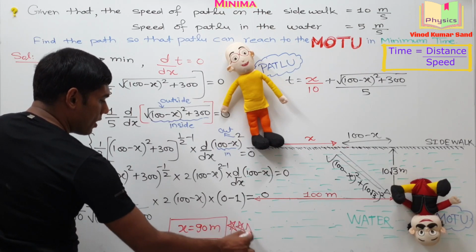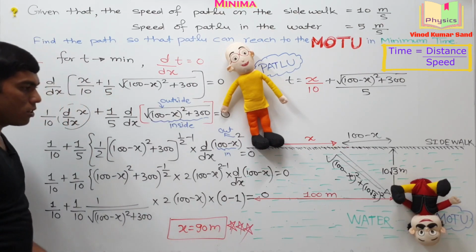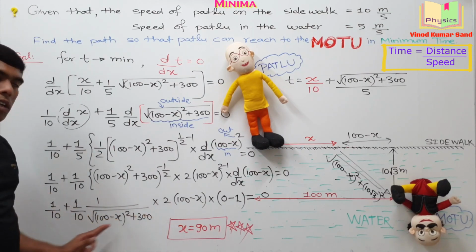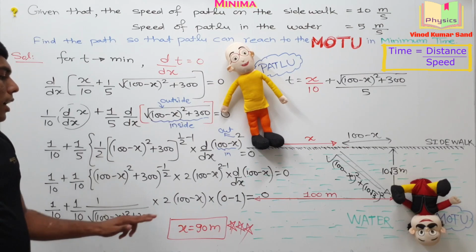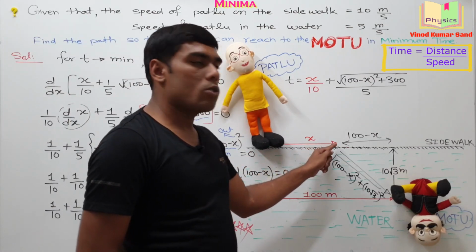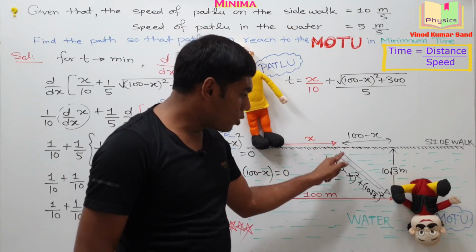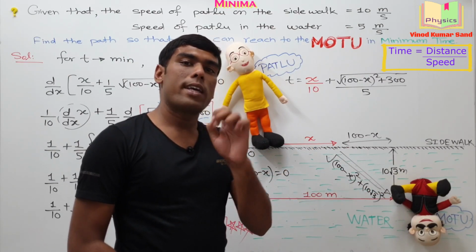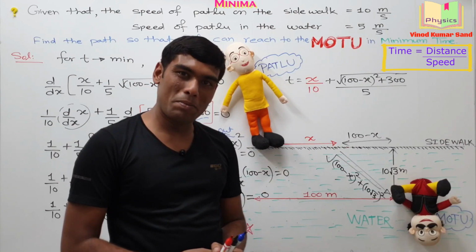This is a pretty interesting answer. I have a shortage of space on the board, so I recommend you to do this remaining calculation. So what Patlu should do, he should run 90 meters on the sidewalk and then he should swim directly towards the Motu. In that way he can reach the Motu in the minimum time.